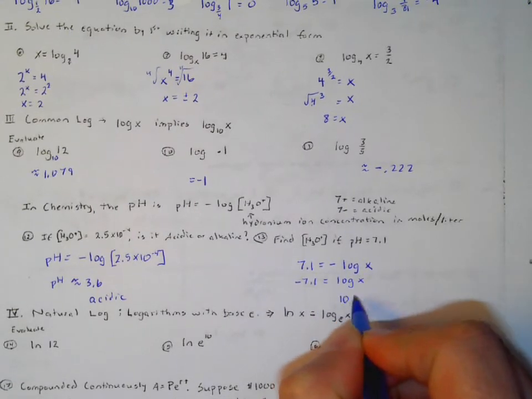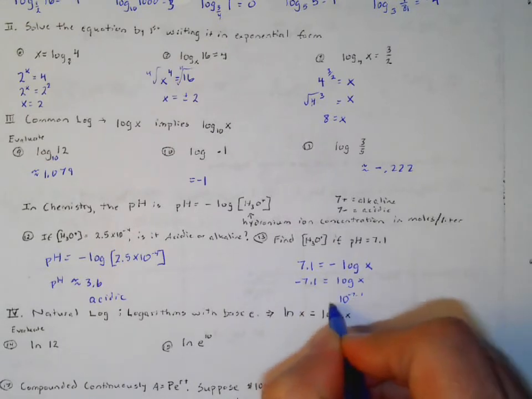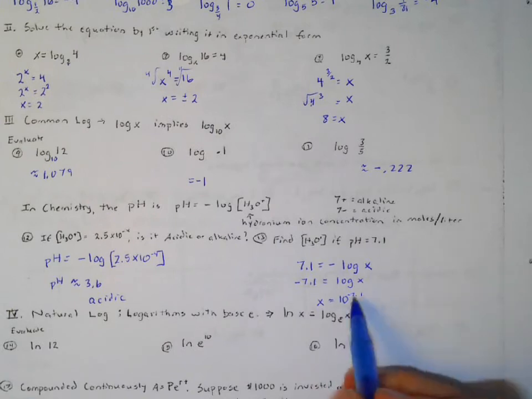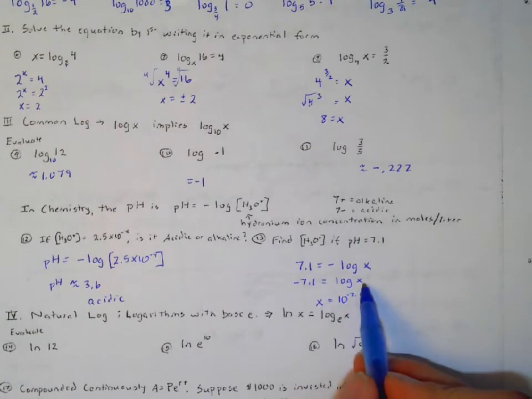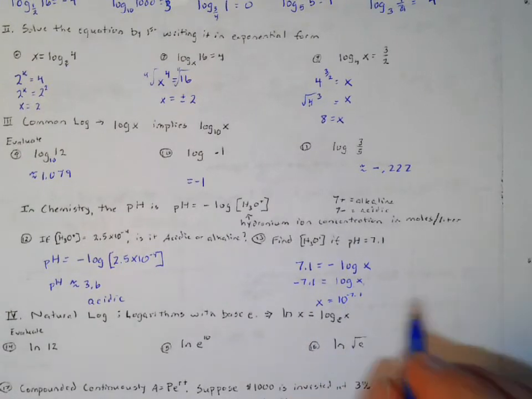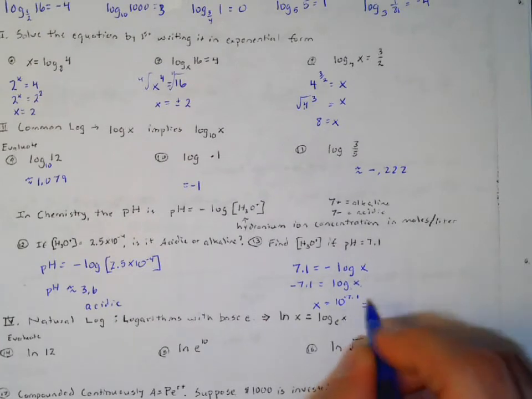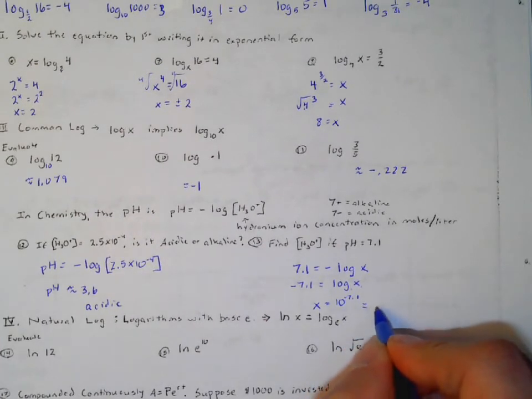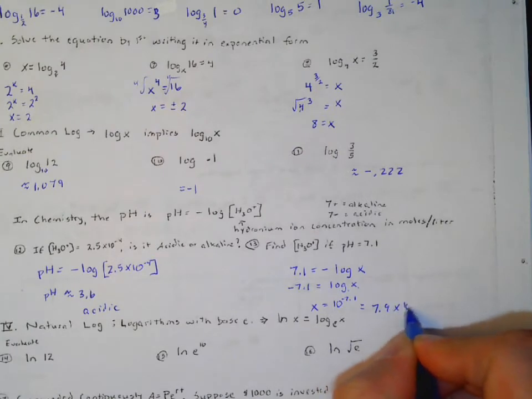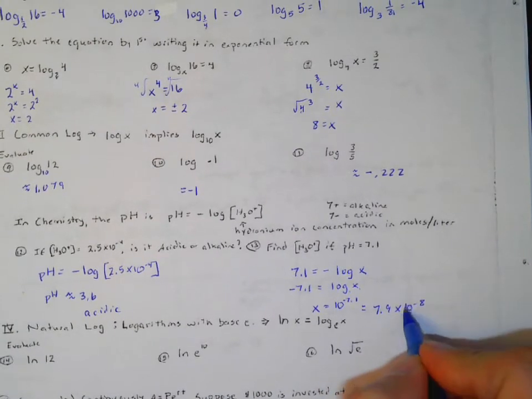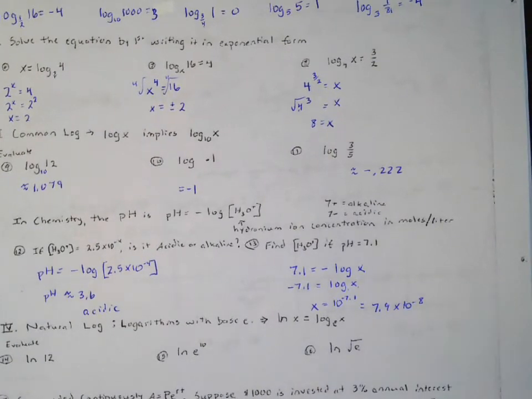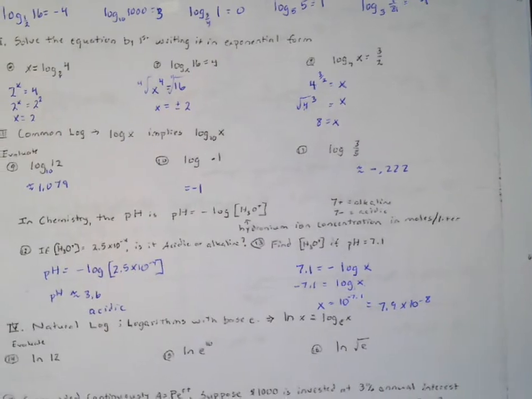So I could say 10 to the negative 7.1 is equal to x, right? Base raised to the outside equals the inside part. Okay, that sort of idea. And if I work that out, 10 to that power, it's like 7.9 times 10 to the negative 8. So it's an incredibly small number. Okay, but that would be that concentration there.